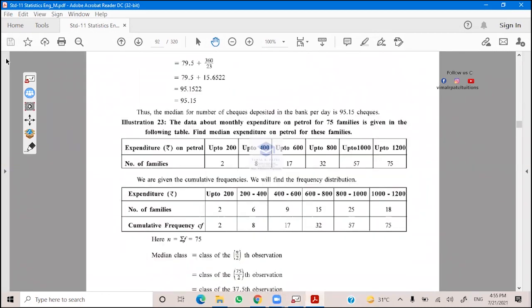The data about monthly expenditure on petrol for 75 families is given in the following data. Find the median expenditure. Because this is a less than type distribution, whatever it is, first of all we have to convert it into ordinary form. Up to 200, up to 400, up to 600, up to 800, up to 1000, up to 1200. So the classes are 0 to 200, 200 to 400, 400 to 600, and so on.